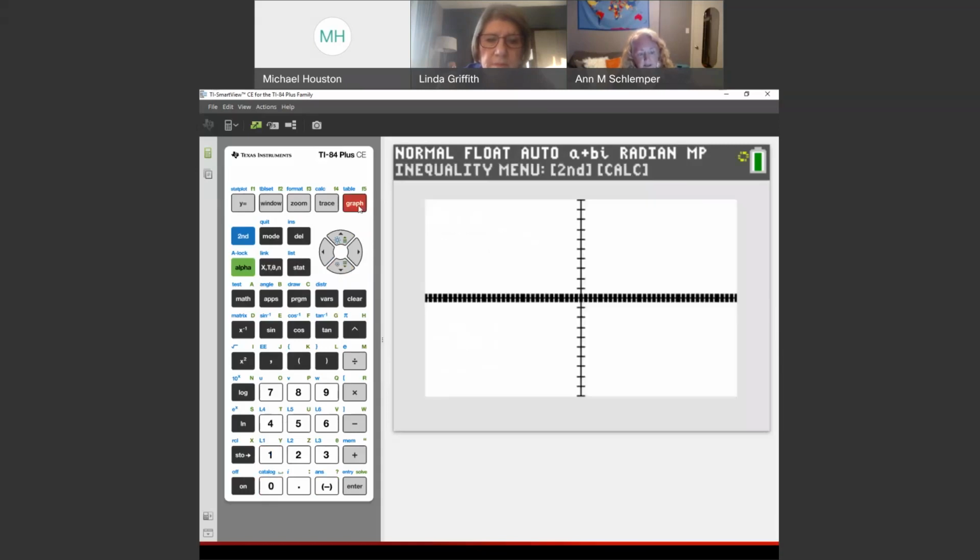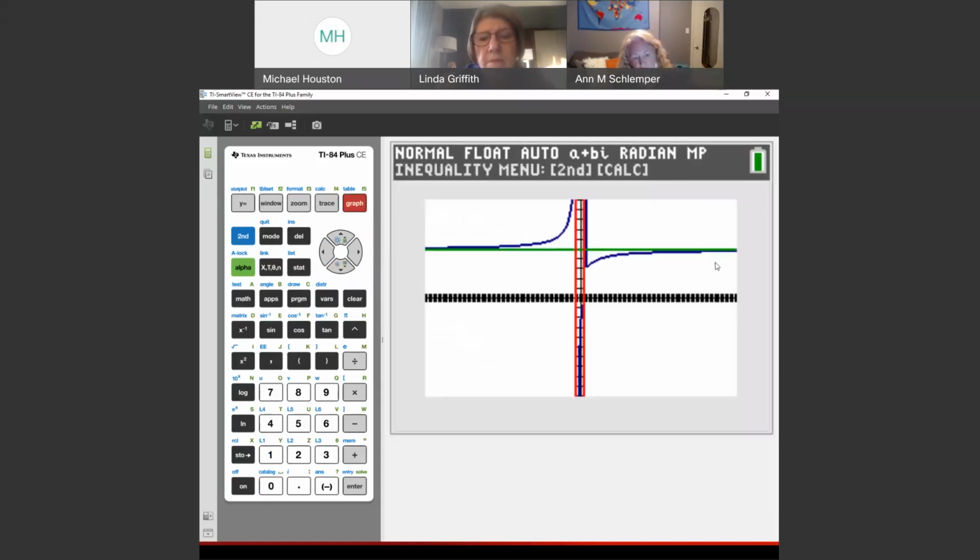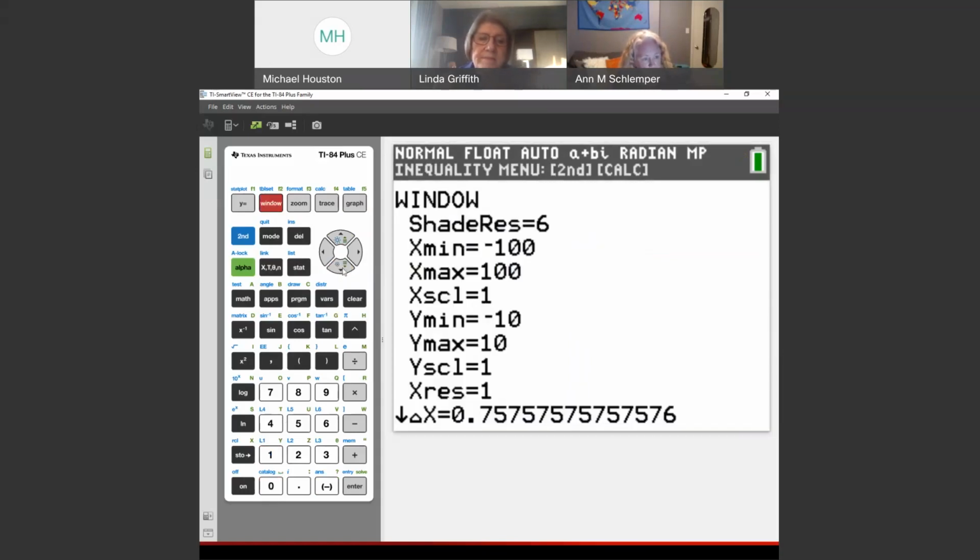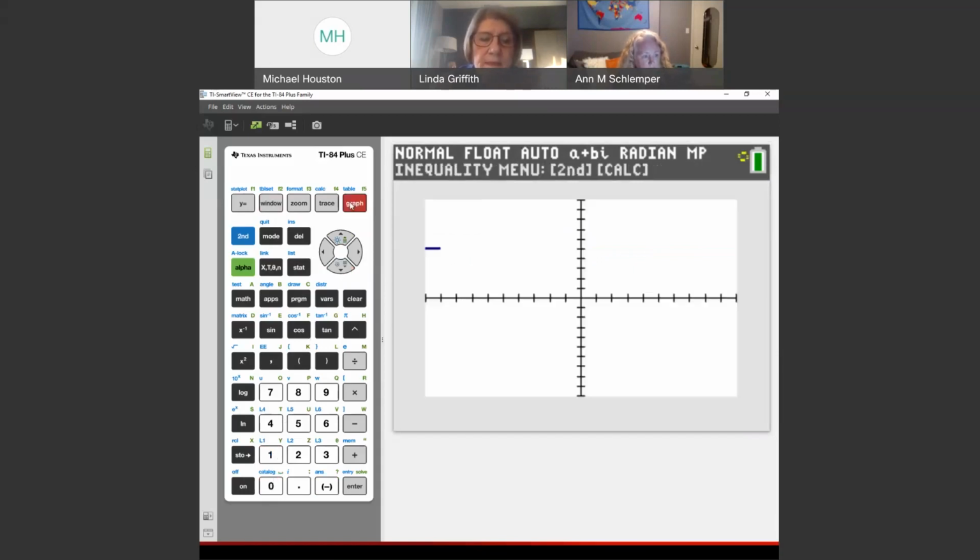And you can see that the ends of the graph start approaching that. That doesn't look very good, but you get the idea. Yeah. I probably should have changed my step. Let's do that. Scale. That looks a little better. Okay. I think that's a really nice example.